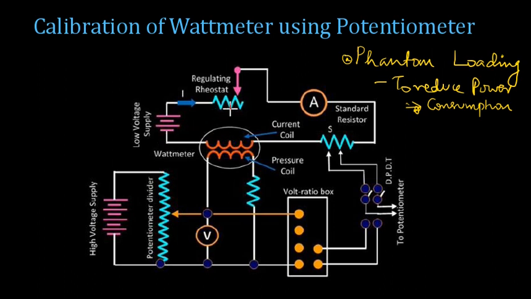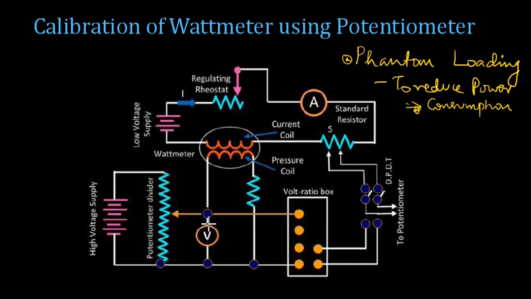So again, a regulating rheostat is provided to adjust the current through this particular current coil. Now ammeter measures this particular current, and a standard resistance is again provided in this particular low voltage circuit, and the voltage across the standard resistance is being measured by the potentiometer, and it gives a true reading of the current that is flowing in this particular circuit, and current can be measured using an ammeter also.